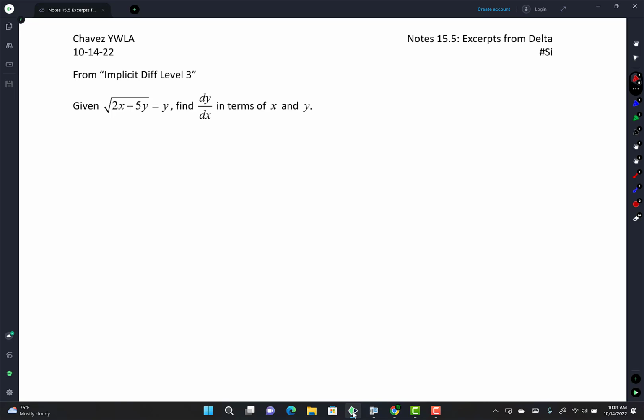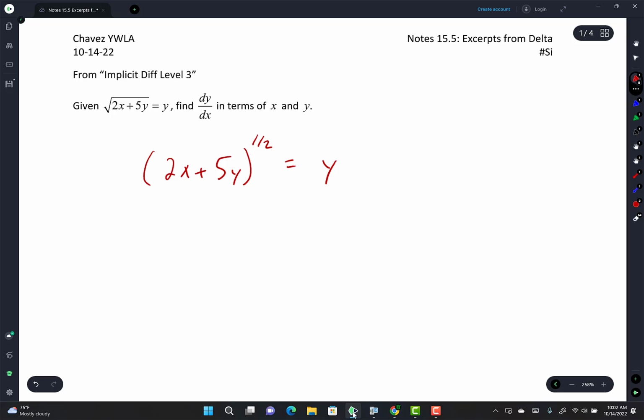So the first thing I would do, before doing anything at all, I would transform the 2x plus 5y into an exponent. So I would do this, guys. I would go (2x plus 5y), close it, to the power 1/2, equals y. So I haven't done anything yet. All I've done was algebra. So I'm going to take a derivative. Here we go. I bring the 1/2 to the front, leave the inside alone.